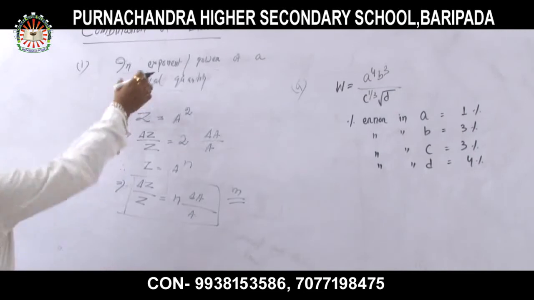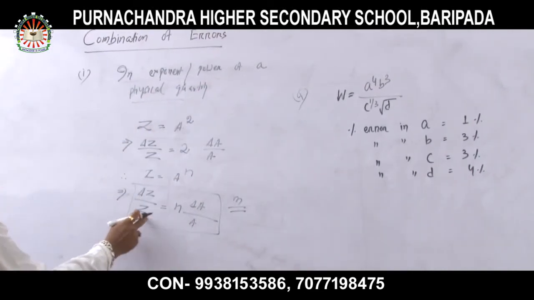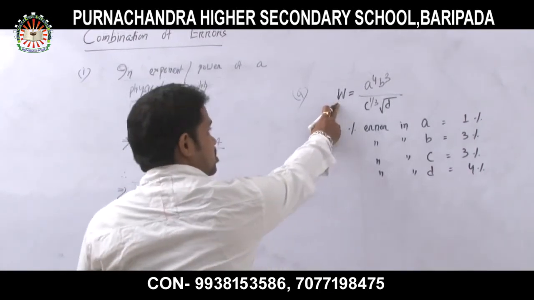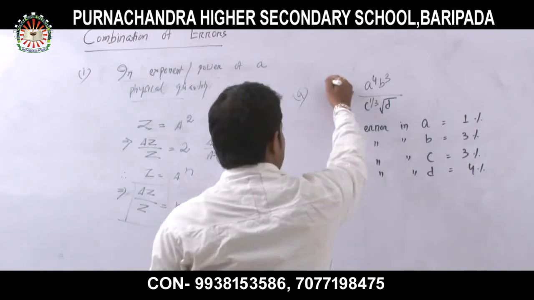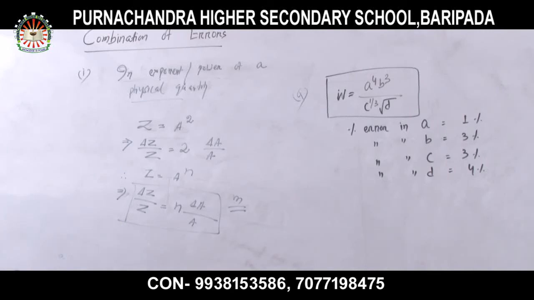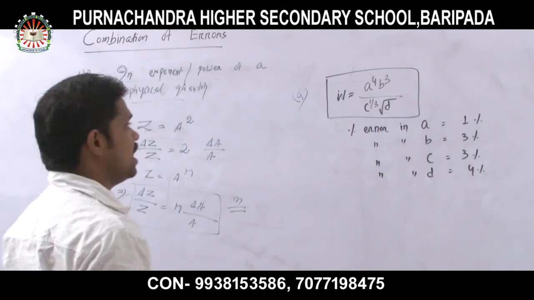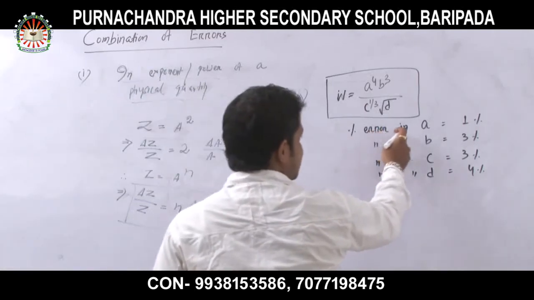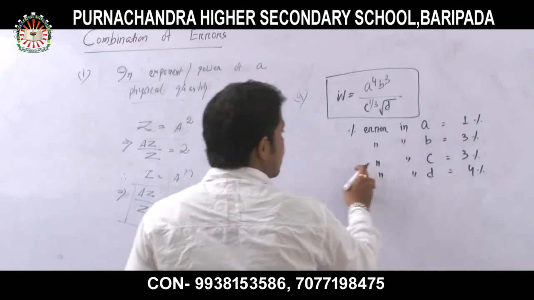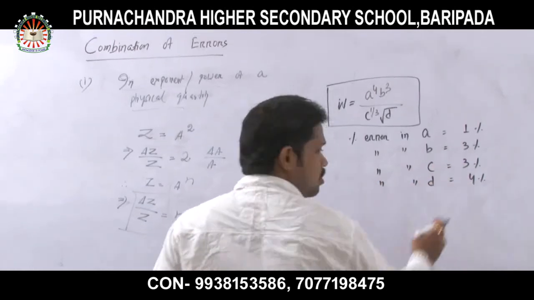Okay. So we know that this is my combination of errors in case of exponent, so this is the formula del z by z and del a by a. So let us solve a problem. So there is a physical quantity. Let us take a physical quantity w. The w can be represented in this manner, that is w is equal to a to the power 4, b to the power 3 divided by c to the power 1 by 3 root over d. And it is given that the percentage error in a is 1%, the percentage error in b is 3%, the percentage error in c is 3%, and the percentage error in d is equal to 4%.